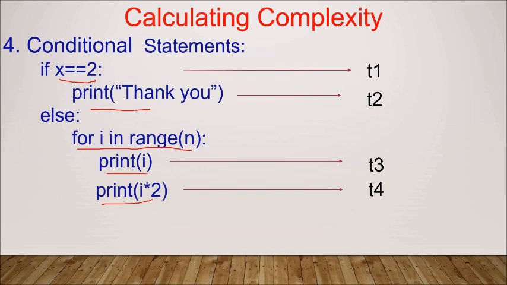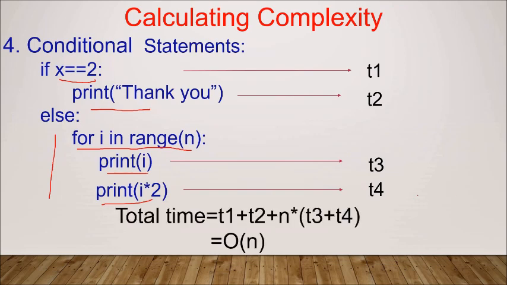So to calculate the time required to execute this portion will be n into t3 plus t4. So finally the total time will be t1 plus t2 plus n into t3 plus t4. When we open it, the dominant term will obviously be only n. So the notation will be O of n.